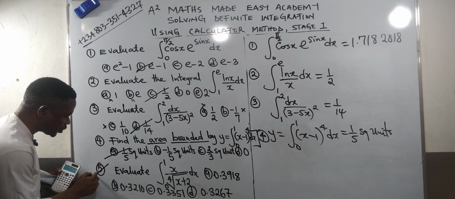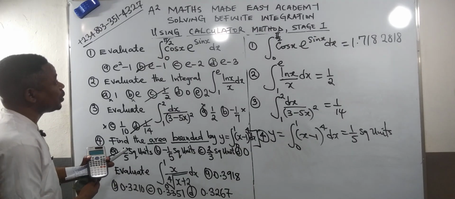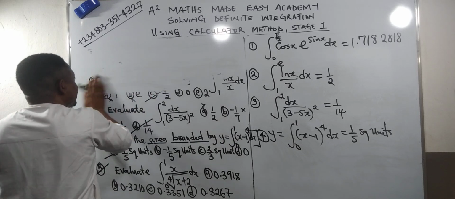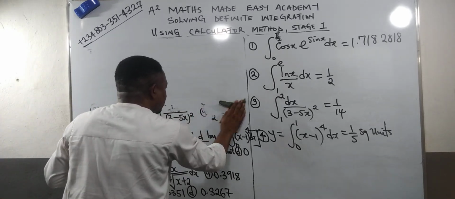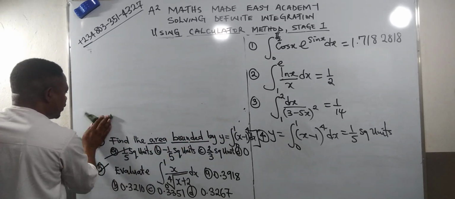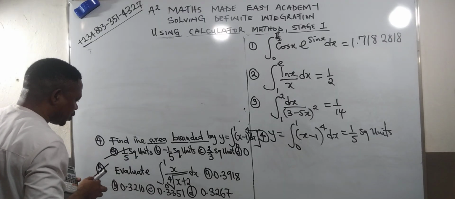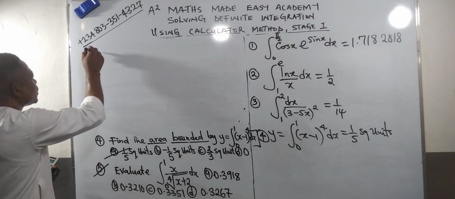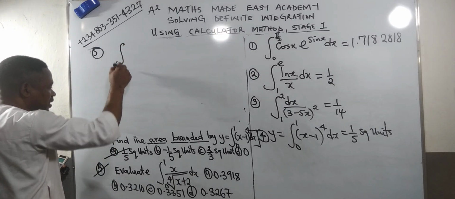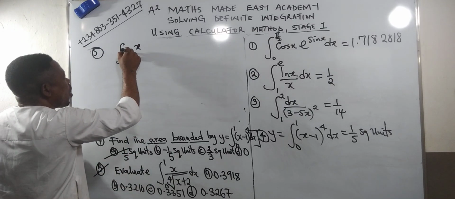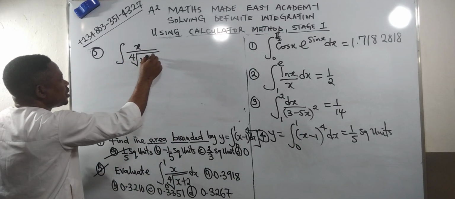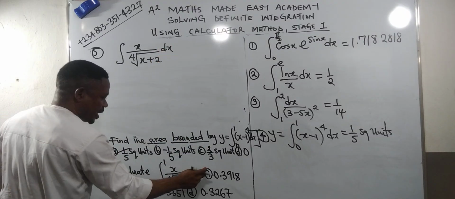Oh my goodness, can we move to the final one? Look at the final one, question number 5, using the calculator method. I want you to watch. Question number 5. Now, what is the question talking about? Watch. The question says we should evaluate the integral of x all over the fourth root of x plus 2 under dx.